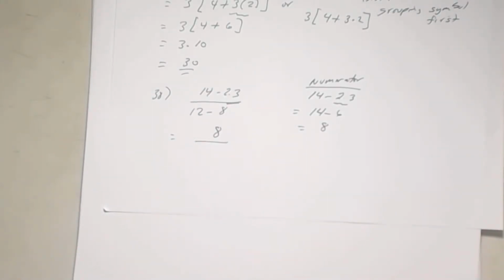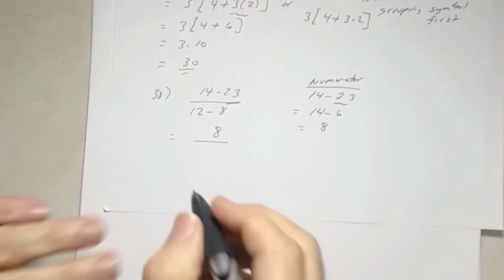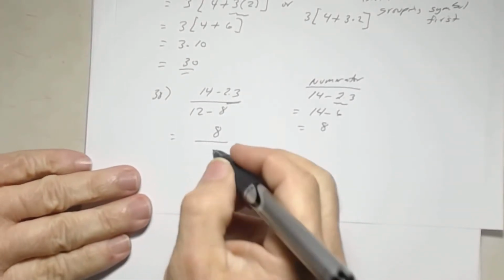Let's do the denominator. Well, the denominator is just one operation, right? Subtraction. So what's 12 minus 8? 4. I saw some of you use a calculator for that. You did not need a calculator for 12 minus 8.